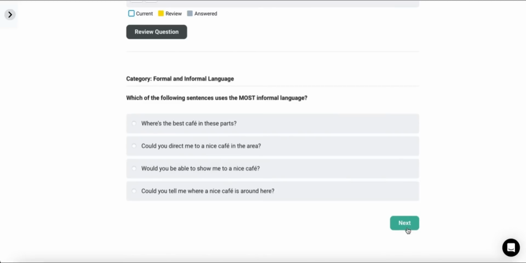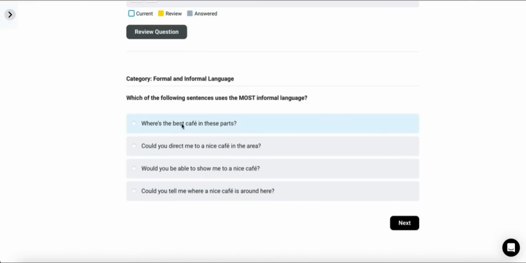Which of the following sentences uses the most informal language? Where's the best cafe in these parts? Could you direct me to a nice cafe in the area? Would you be able to show me to a nice cafe? Could you tell me where a nice cafe is around here?